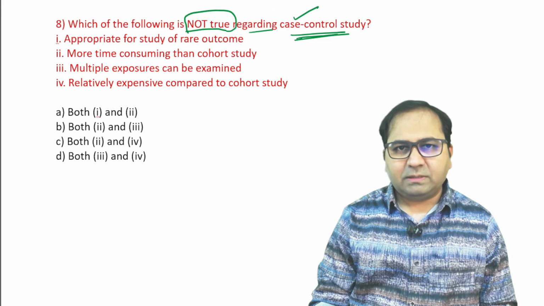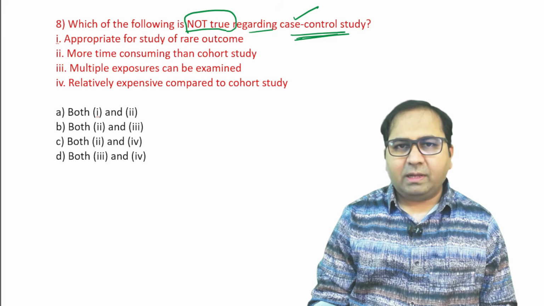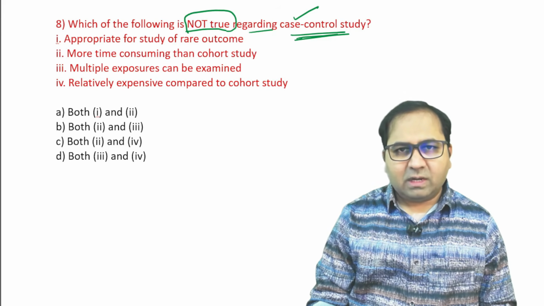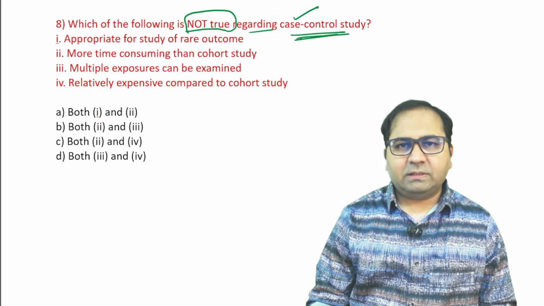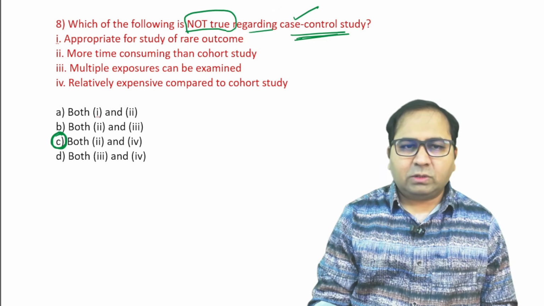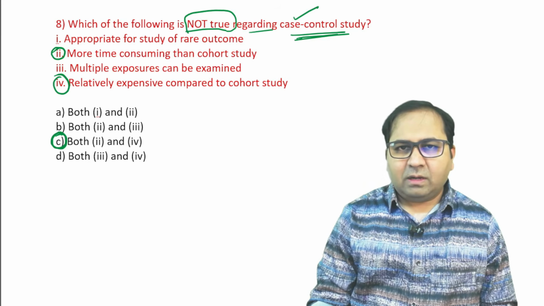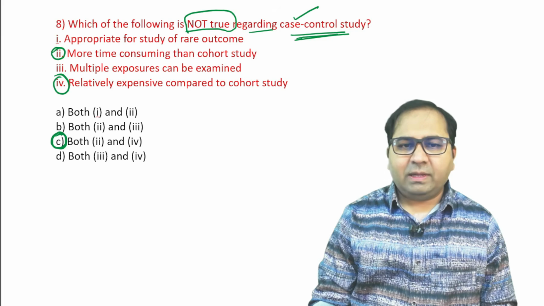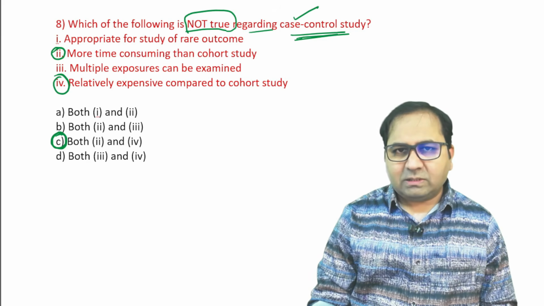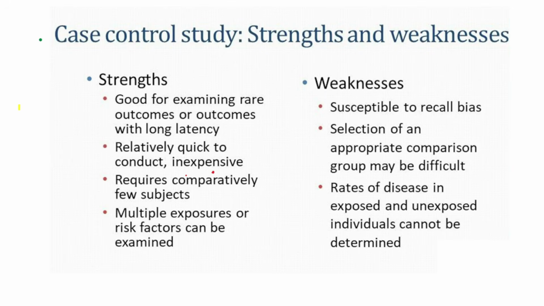Definitely out of these 4 statements, 2 statements are wrong and 2 statements are correct. The question is that we have to identify the wrong statements pertaining to the case control study. So the answer for this question is option C, that statement number 2 and 4 are not true. That the case control study is more time consuming than the cohort study is a false statement, and also that case control study is relatively expensive compared to the cohort study is also a false statement. Now let us see a small discussion regarding the case control study's strengths and weaknesses.